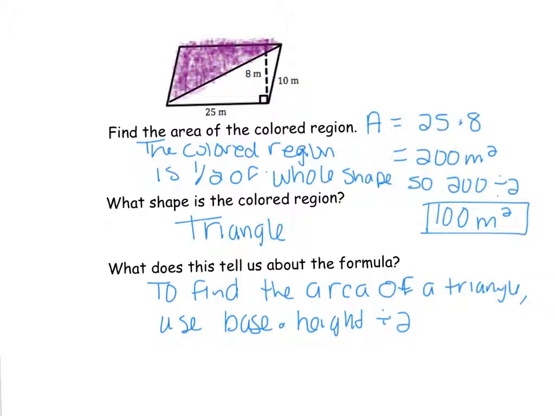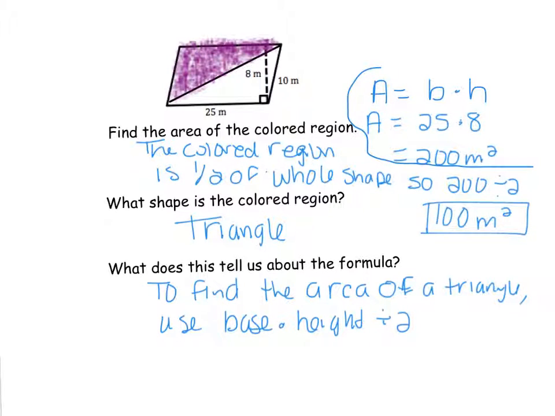Okay, so the first thing I did was I used the parallelogram formula for area to find the area of the whole shape. So I did base times height. Remember to write in that formula, whatever formula you're using first, then fill in what you know and simplify. So the area of the whole region was 200 meters squared.